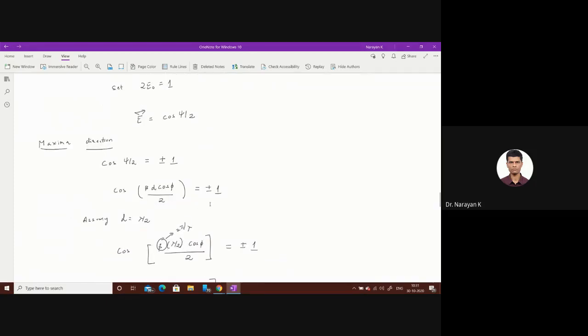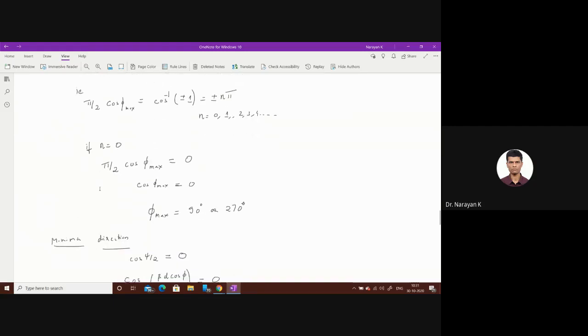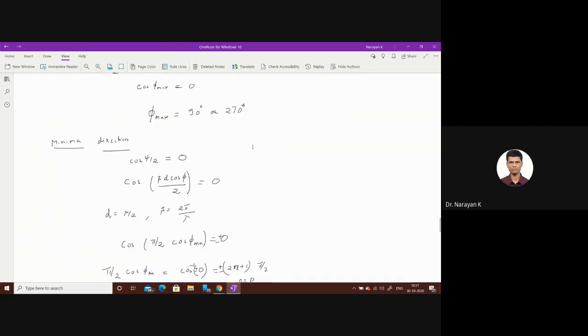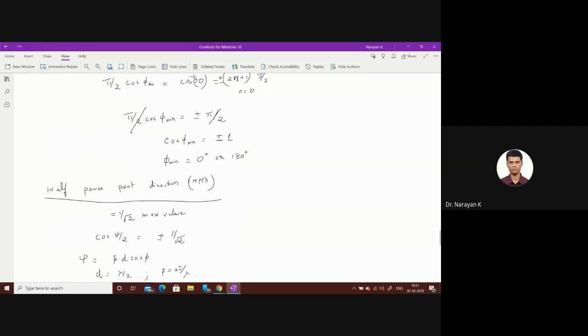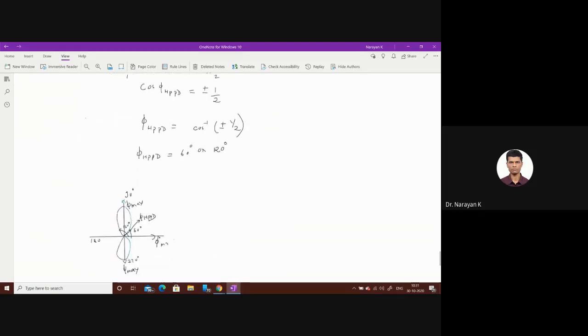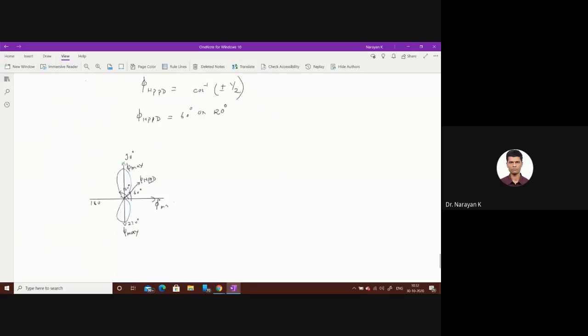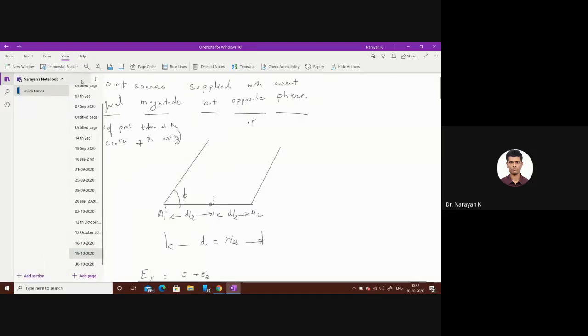Then we found the maxima and minima directions. For the maxima direction, equate to plus or minus 1, and for the minima direction, equate to 0. So the maxima direction is 90 or 270 degrees for currents of equal magnitude and equal phase, and the minima direction is 0 or 180 degrees. Then we also found the half power point directions, 60 or 120 degrees, and this is how your radiation pattern comes. This is an example of a broadside array, wherein the radiation pattern is perpendicular to the axis, at angles of 90 and 270 degrees. Then we did two point sources.